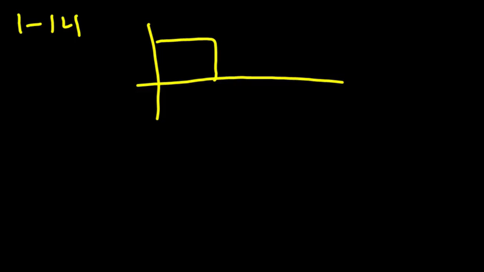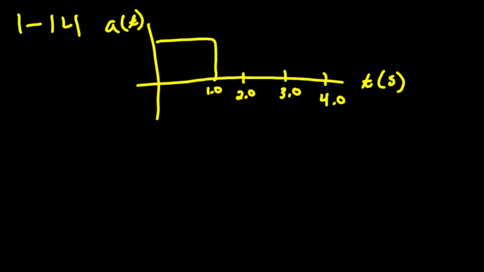And this is at 1 second, 2, 3, and 4. And this axis is time in seconds, and the y-axis is acceleration with respect to t, in meters per second squared. The amplitude there is 10, and from 3 seconds to 4 seconds, we have negative 10. So this is what the graph looks like.